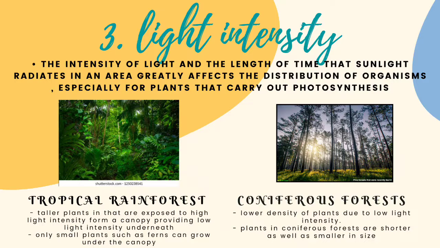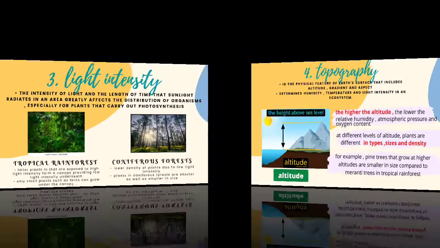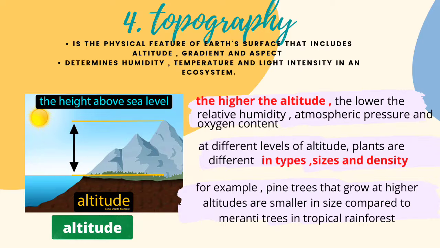And for coniferous forests, there is a lower density of plants due to low light intensity. Plants in coniferous forests are shorter as well as smaller in size. Next, topography. Topography is the physical feature of Earth's surface that includes altitude, gradient, and aspect. It determines humidity, temperature, and light intensity in an ecosystem.